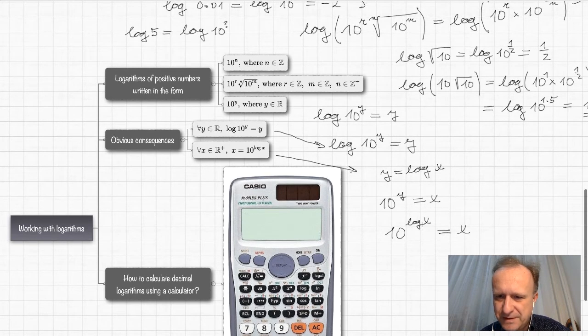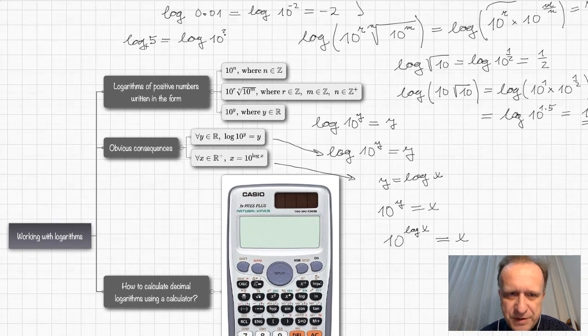So this answers my original question. Logarithm of 5, well, what is it? It's actually the logarithm of 10 to some power. And what power? Actually the power of logarithm of 5. So simple as you see this is.